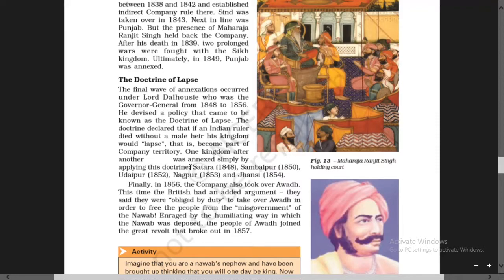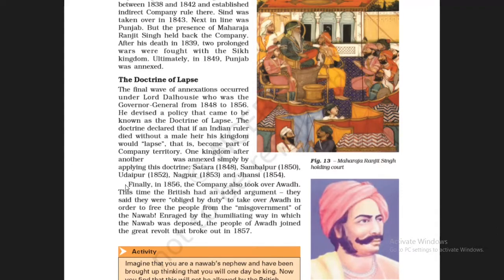Simply by applying this doctrine, Satara was annexed in 1848, Sambalpur in 1850, Udaipur in 1852, Nagpur in 1853, and Jhansi in 1854. So these are the different areas which were annexed simply by applying this doctrine.